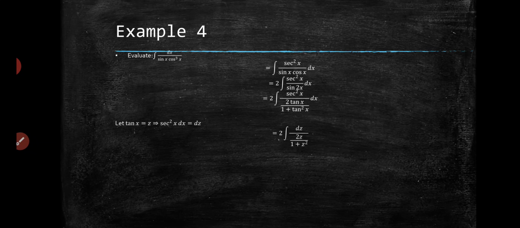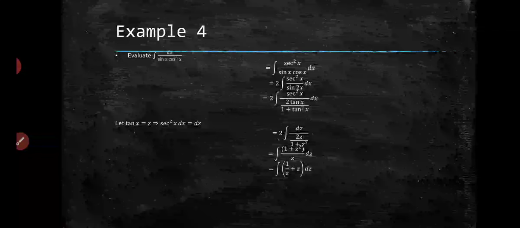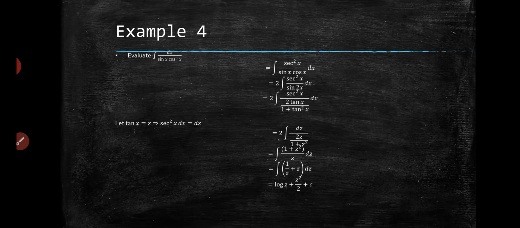So 2 is outside, integration dz by 2z by 1 plus z square. Now take it in the numerator. So 1 plus z square goes up. So 1 plus z square by z dz. If you break it down, I have 1 by z plus z dz. And now it can be integrated easily. So 1 by z integration is log z, and z integration is z square by 2 plus c.